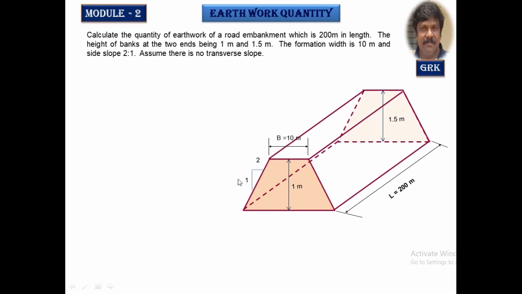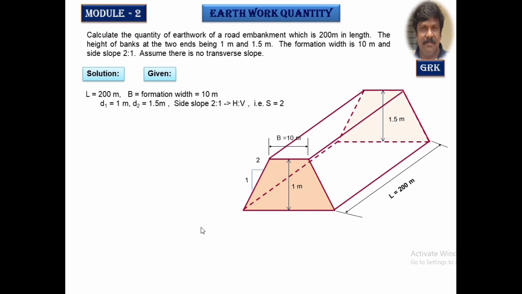Now the vertical slope is 1, therefore S is equal to 2. There is no transverse slope, that means it is flat. On flat ground we are going to estimate. So write down the given data like this. The formation width is 10 meters, the depth at section 1, D1, is 1 meter, D2 is 1.5, side slope S is 2. So let me go with the first method, the mid-section formula method.